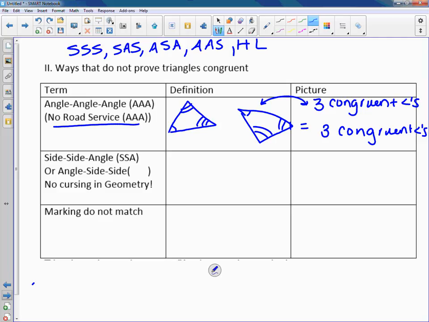The other way that you can prove that they're not congruent is if you have side-side-angle or angle-side-side. And what would be the abbreviation for angle-side-side? Some of y'all are probably laughing right now.